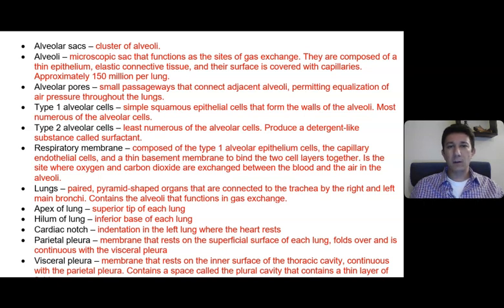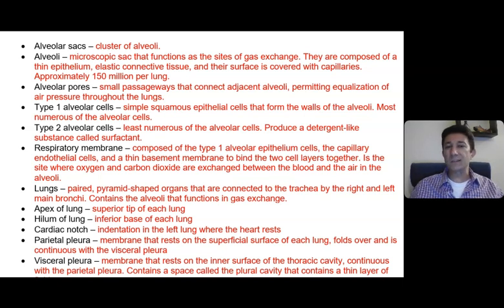The alveoli are composed primarily of a cell type that's called the type 1 alveolar cell, and the type 1 alveolar cell is a simple squamous epithelium that simply functions as the scaffolding for making the walls of the alveoli. And because they are the scaffolding that essentially makes up the walls of the alveoli, it makes sense that they're the most numerous of the alveolar cells.